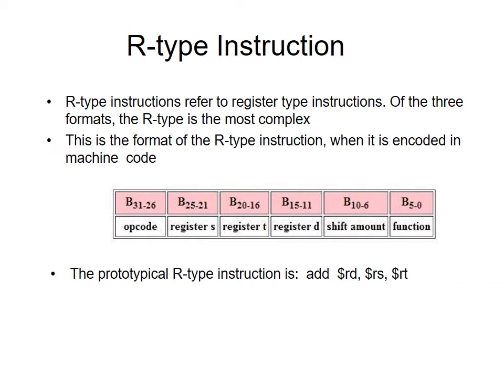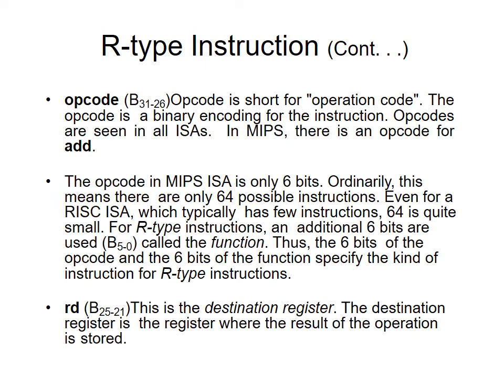So the prototypical R type instruction is add $RD, that means register destination, then $RS, that means register source, and then register T, that means another source. Let's learn the details of R type instructions.